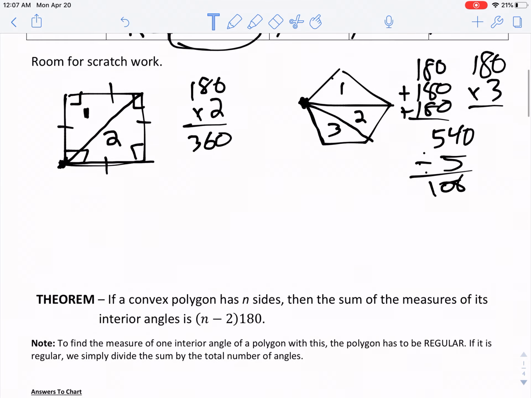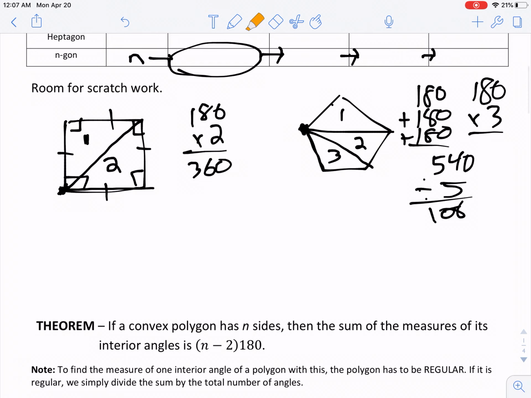All right, now, theorem. Here's the big takeaway from this. All right, no matter how many sides a polygon has, as long as it's convex, meaning that all the angles are pointed out and it looks normal, or what we would assume as normal, we have this formula to find out what all the angles have to add up to. We take the number of sides and subtract 2, and then multiply that number by 180 degrees.